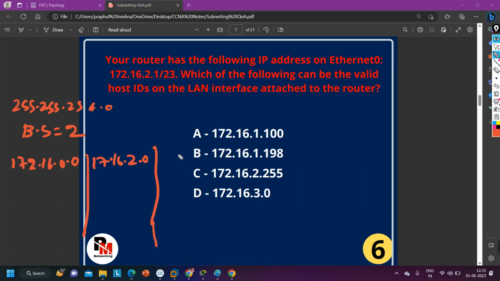The third network will be 172.16.4.0. That means this network will end on 172.16.3.255, which is the broadcast ID. Now you need to find which IP address belongs to this range.